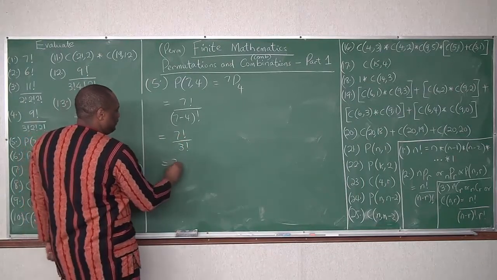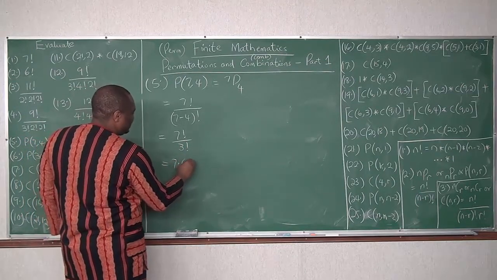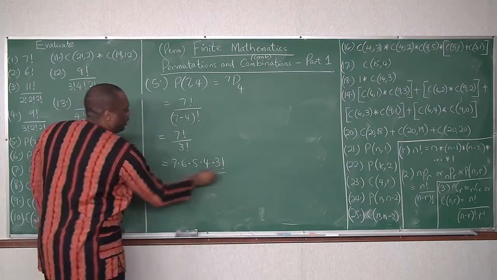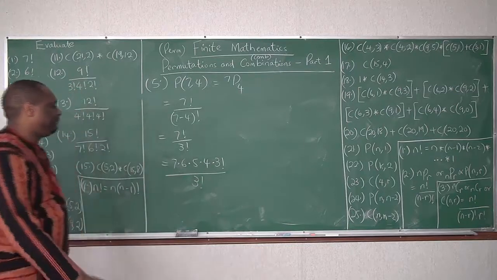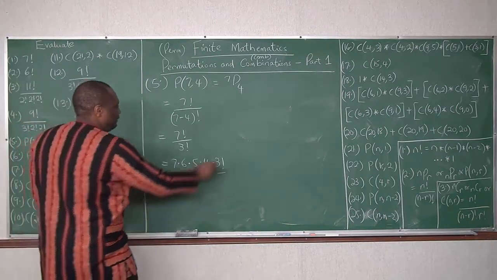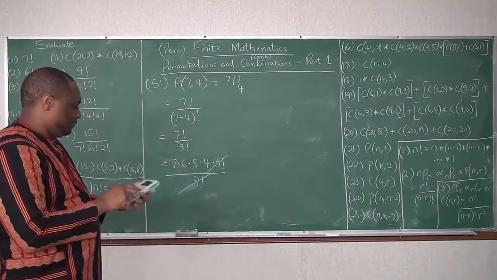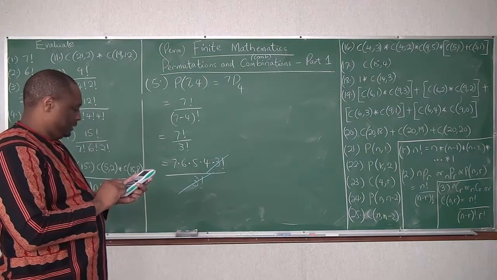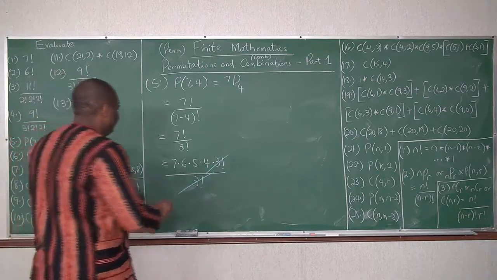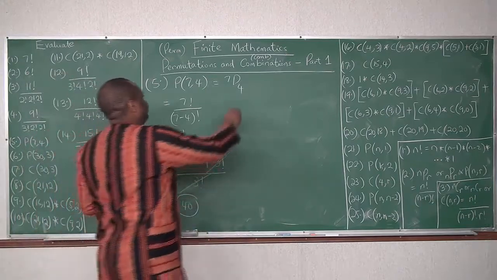So this will be 7 times 6 times 5 times 4 times 3 factorial all over 3 factorial. You stop at 3 factorial. Okay? So we now have 3 factorial. Bam, bam. That's gone. We now have 7 times 6 times 20. 5 times 4, 20. 840. So this is 840. That's it.